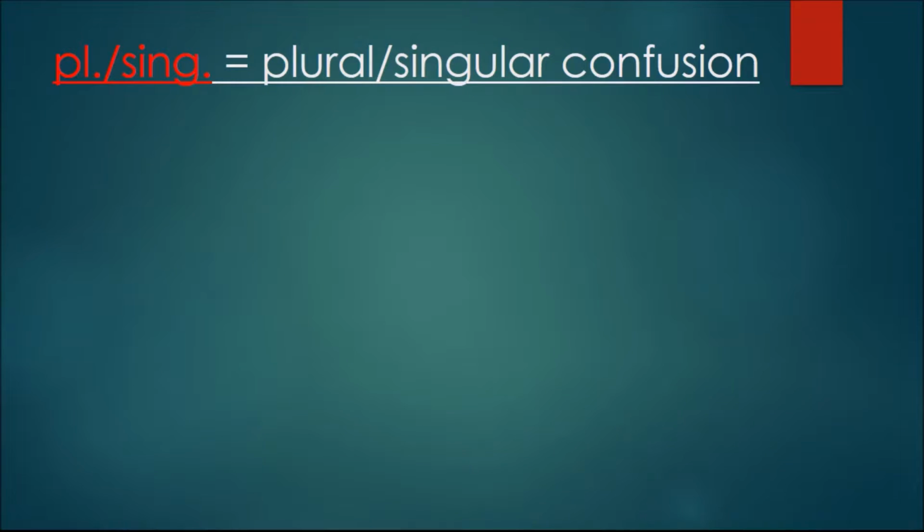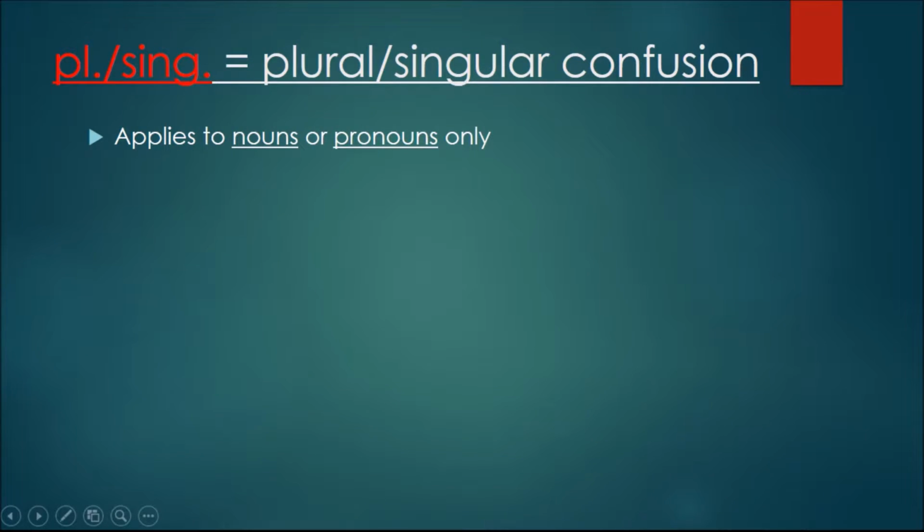Okay, so looking at plural singular confusion, one thing you need to know is that this correction code applies to nouns and pronouns only. You'll be aware that verbs may have plural forms, but in most cases the plural forms may be the same as some singular forms. So if there's an error between a singular and plural verb, the error correction code used will be T for tense. So plural and singular applies to nouns and pronouns only.